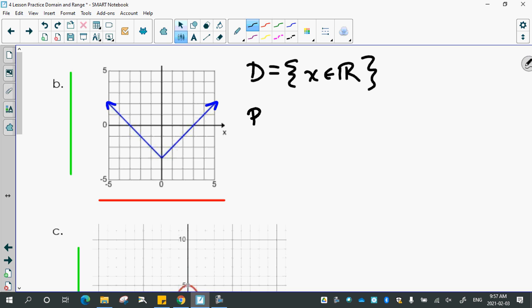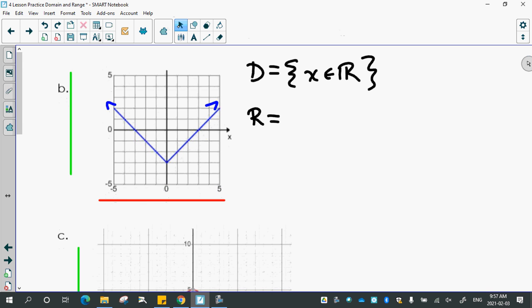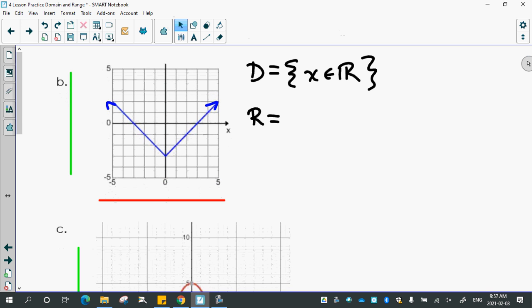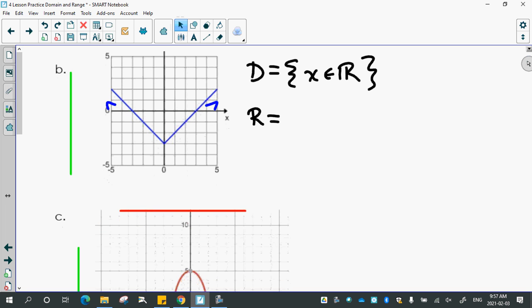Range. Okay, so I'm way down at negative infinity. Everybody good? I'm not on the graph, not on the graph, not on the graph until I hit -3. And then above -3, I'm always on the graph, always on the graph because those arrows mean that I always go up forever.